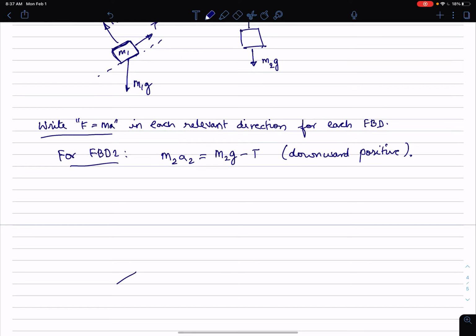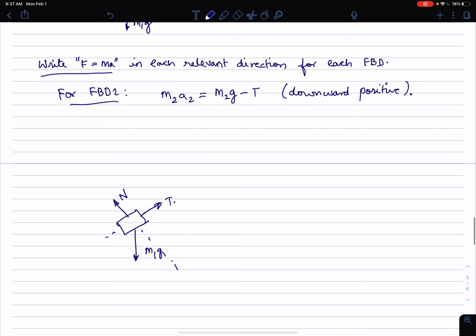So up the slope is T, okay? So let me just redraw the full free body diagram, m1g. This is perpendicular to the slope. And really we want to decompose. This is up the slope, this is perpendicular to the slope, this is up the slope. Mg is kind of in between. So ideally we want to decompose mg into two components, upslope and perpendicular to the slope.